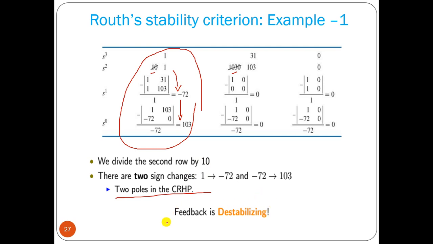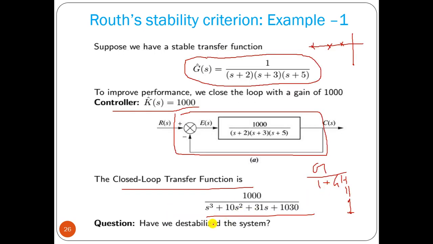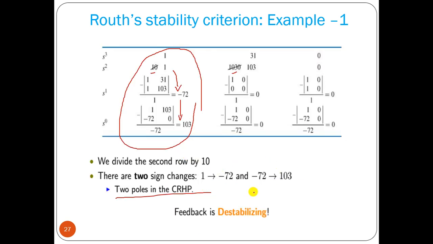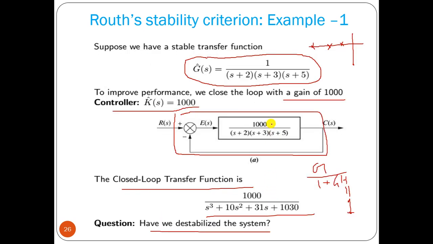So what we are getting is that we are destabilizing the system. It is a stable system, but if we insert one gain of 1000 and give a negative feedback, the system becomes unstable. But it doesn't mean that feedback is destabilizing. What happens because of this third order factor? The condition is B should be greater than C by A. So this factor makes your system unstable.